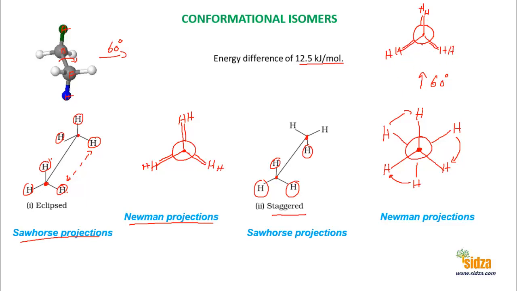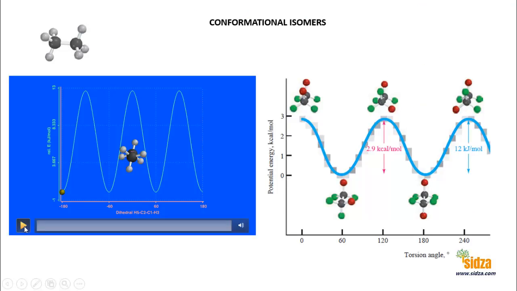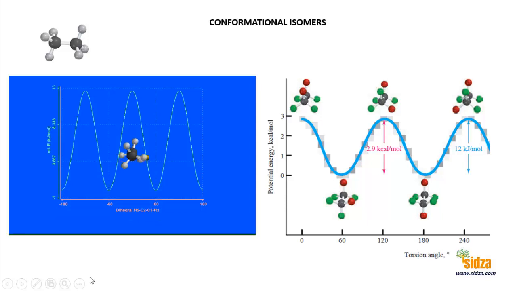Again, you give a 60-degree rotation to the eclipsed one, you will get a staggered one. Staggered conformation is more stable because of less steric hindrance. Eclipsed is unstable compared to staggered, because there is hydrogen repulsion, steric repulsion. Now have a look at this one. You see, due to the free rotation around the carbon-carbon single bond, energy changes. The top one here is the eclipsed one, and the bottom one is the staggered one. Staggered is more stable than the eclipsed.